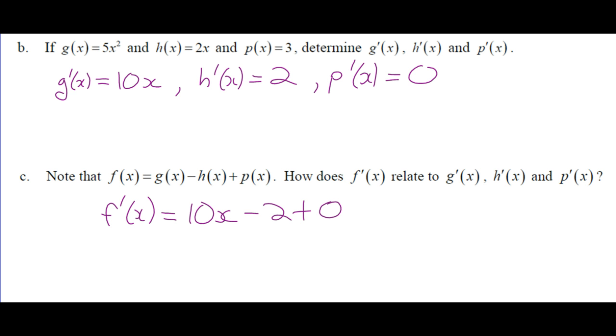Now that was exactly the same, right? What did we find the derivative of? 5x squared minus 2x plus 3. By first principles, we got 10x minus 2. And by doing this, we got 10x minus 2, right? So that's just g prime of x minus h prime of x plus p prime of x. It's just the sum and the difference of the individual derivatives.